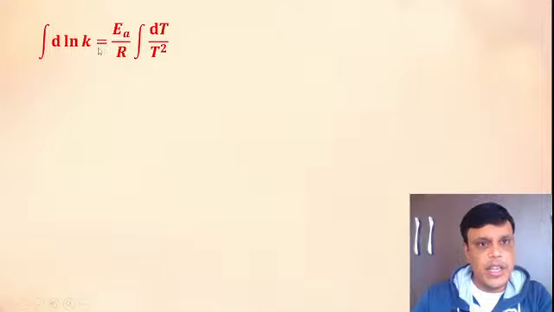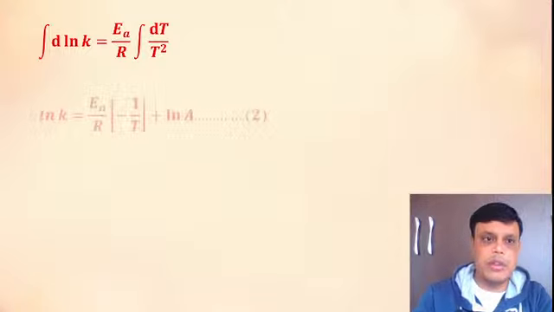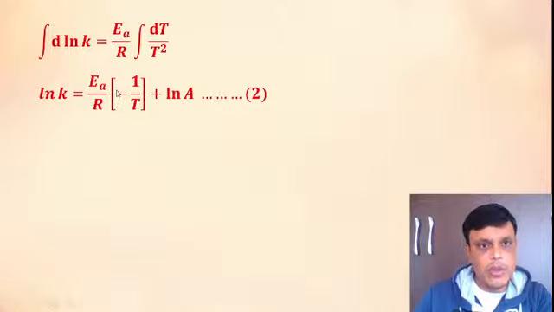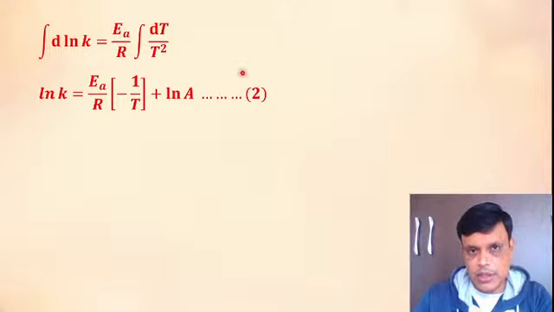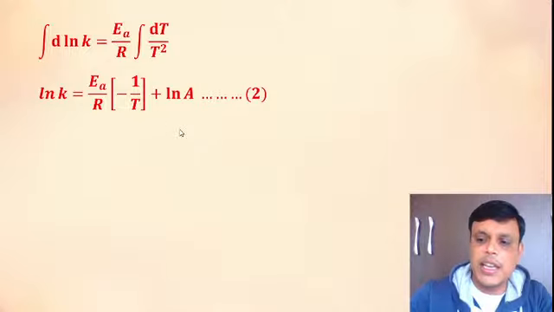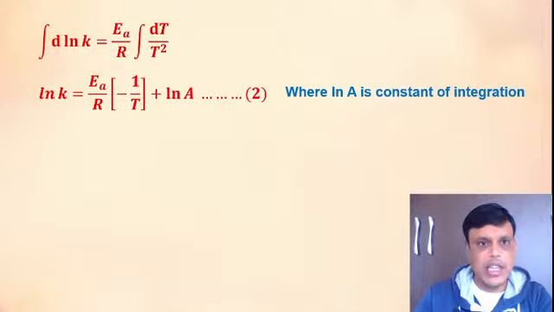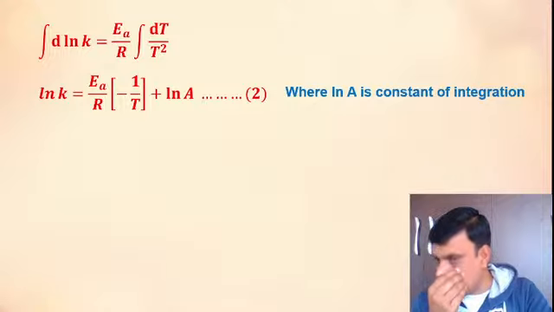The integration of dlnk equals, we put this term outside the integration, Ea by R integration dt by t square. Okay, after integrating we will get this. Now we will solve this. So we will get lnk equal to Ea by R into minus 1 by T plus ln A. This is our equation number 2, and this ln A is the integration constant. In equation 2 a new term is there, that is ln A, and it is called a constant of integration or integration constant.